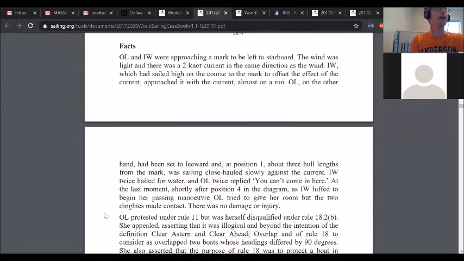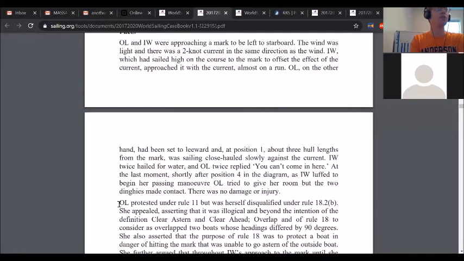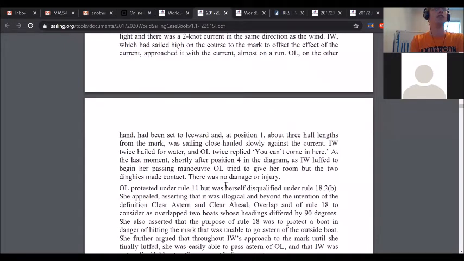So the white boat protested under Rule 11, windward leeward. Again, they were saying mark room didn't apply there because she was saying that the white boat did not have mark room, and just said windward leeward. I was the leeward boat, but then she was disqualified under 18.2b.